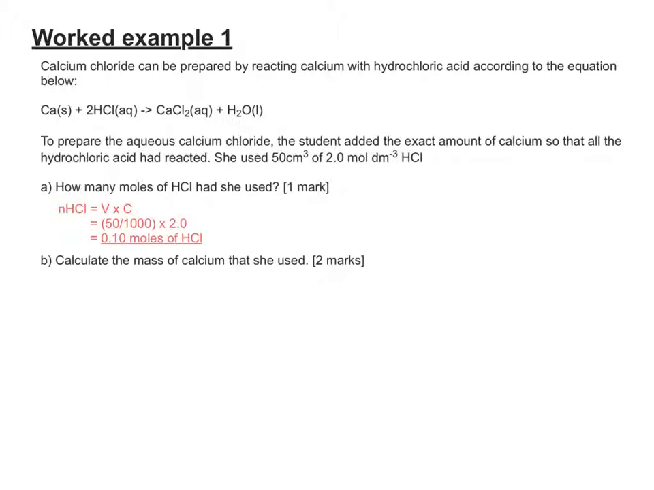So you can see a couple of things I've done here. Instead of just putting n equals V times C, I've put n and then HCl. The reason I've done that is because they want me to work out the number of moles of HCl, so n with an HCl next to it means the number of moles of HCl.